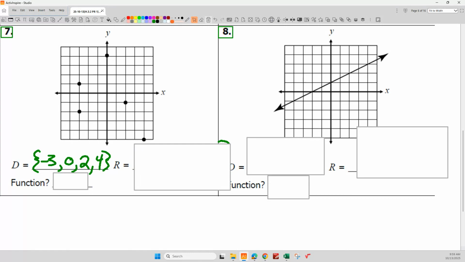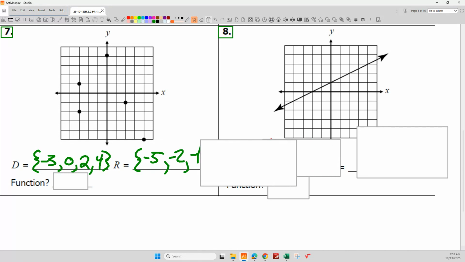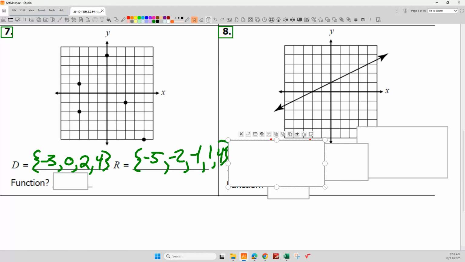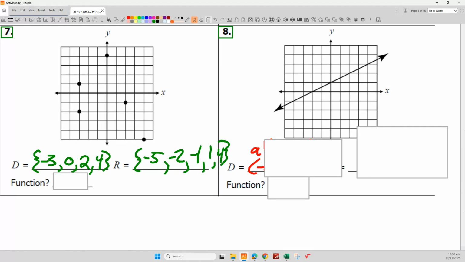Okay, what's the range? -5, -2, -1, 1, and 4. Okay, good. And what'd you do there? How'd you get those so quick? Yeah, just going bottom to top. You're just moving in the positive y direction, from the bottom to the top, looking at all the y coordinates. Is it a function? No, it's not. How come?